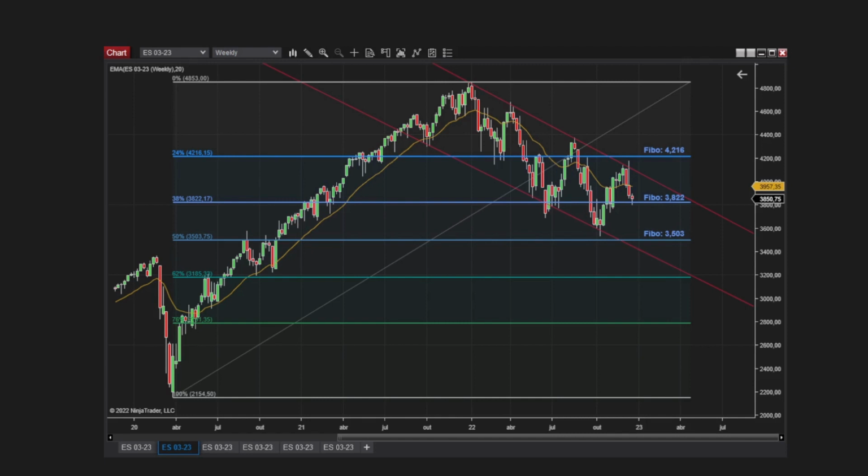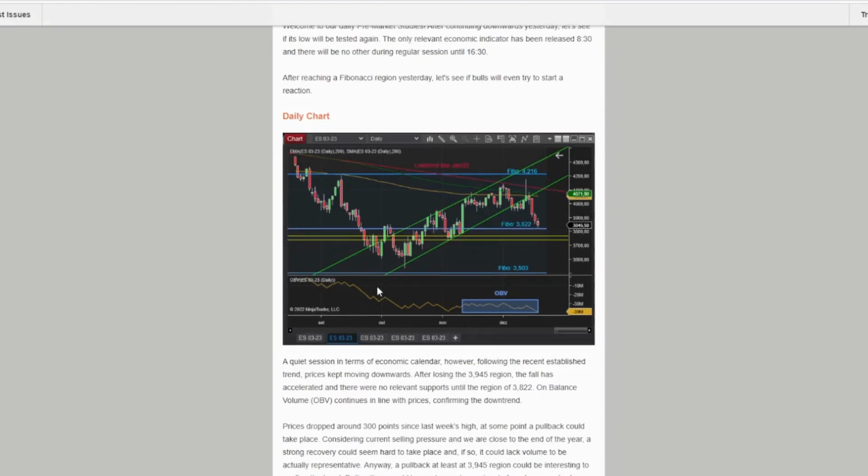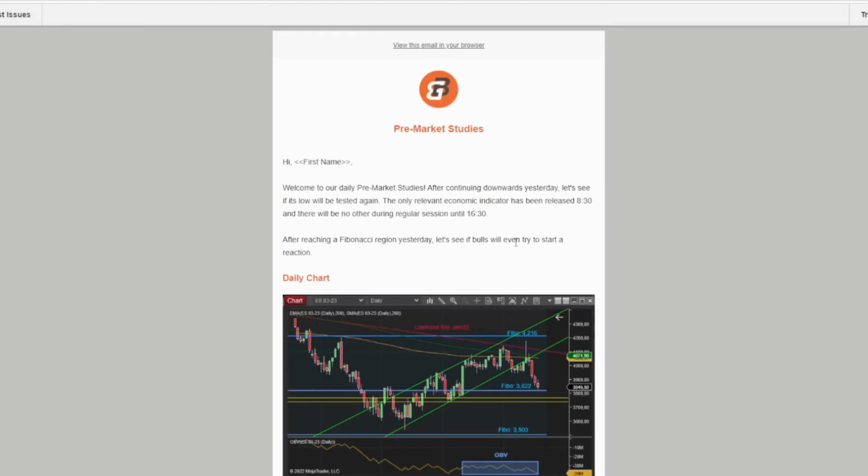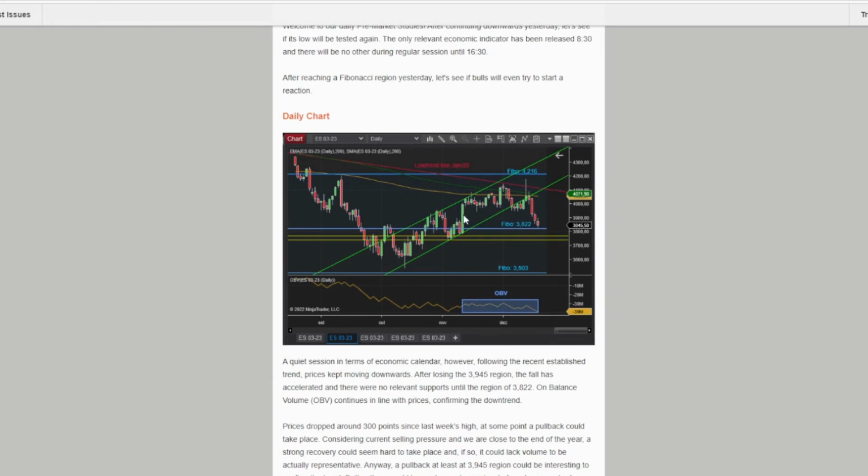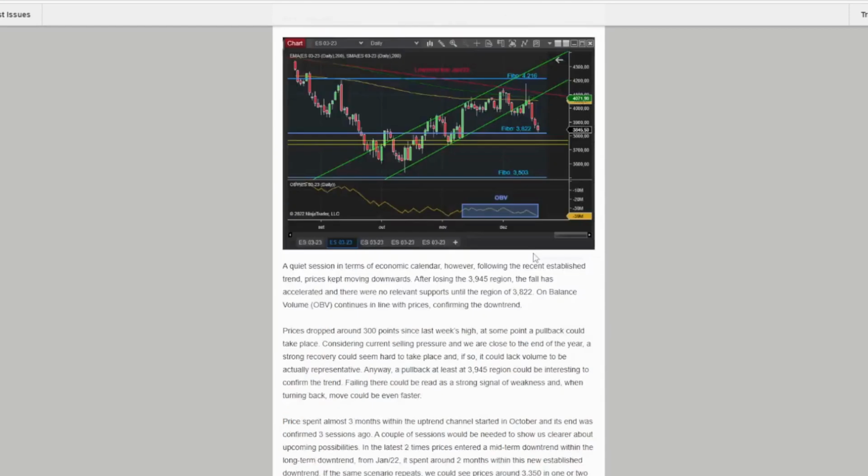If we go to the daily chart, here is our pre-market studies that we deliver every morning. In the daily chart, we were seeing an uptrend channel, and last week's Tuesday, there was this spike here that turned back to the channel and then confirmed the starting of the downtrend, or at least that it was losing the channel. So I started looking at 3822.